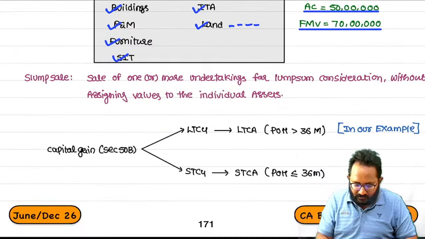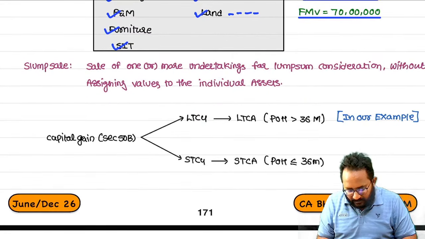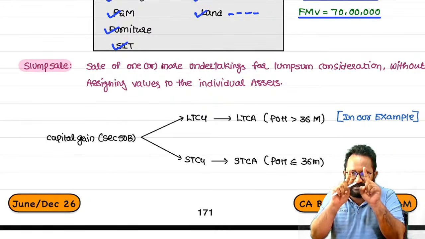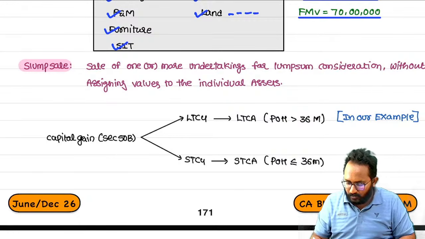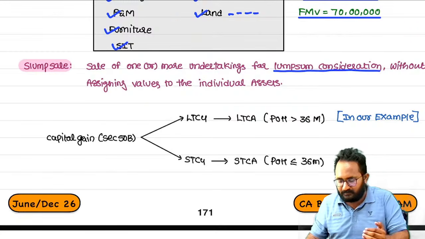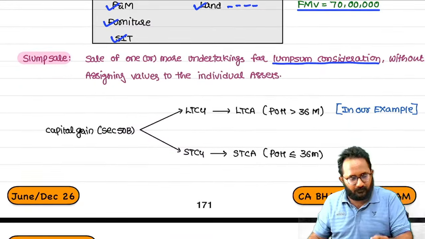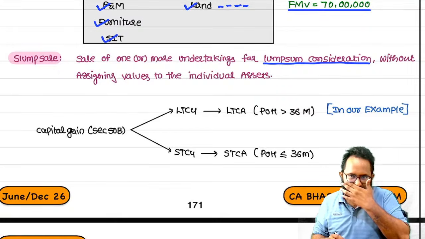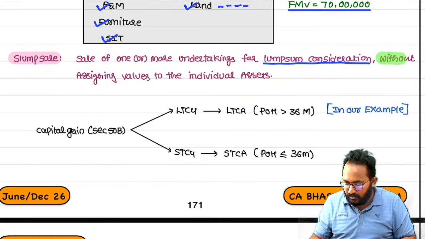Now, can you define the meaning of slum sale, all of you? Slum sale means sale of one or more undertakings. In this example, we are selling one undertaking only. You can sell one or more undertakings for a lump sum consideration. In our example, what is the lump sum consideration? 50 lakh, without assigning values to the individual assets.